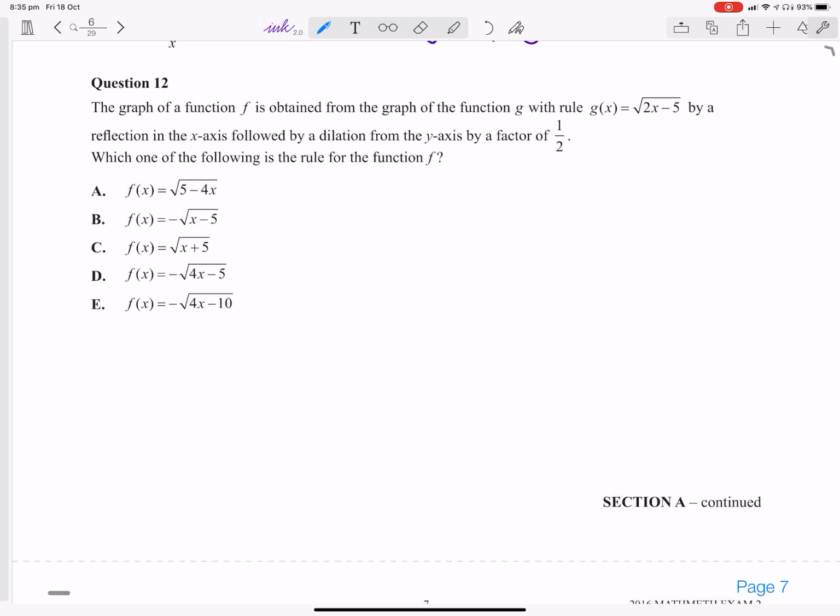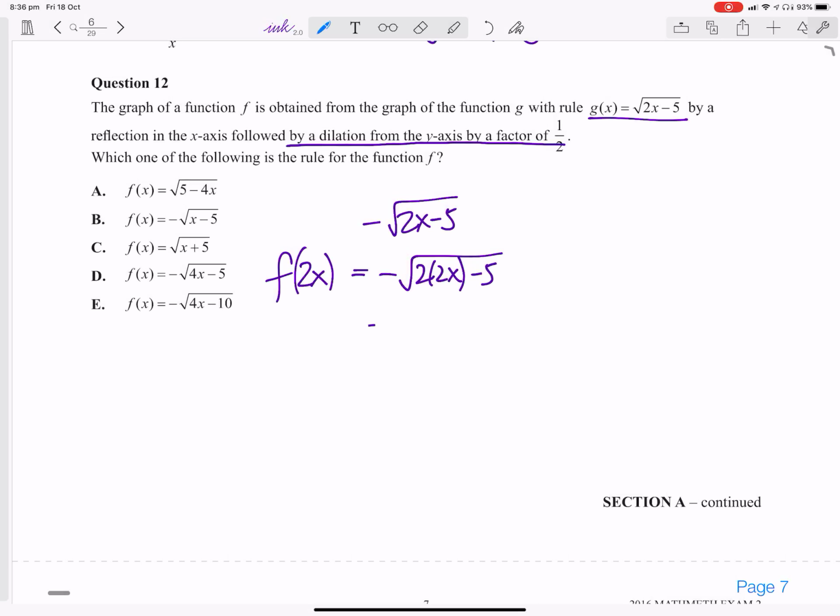The graph of the function f is obtained from the graph of the function g with rule that by a reflection in the x-axis. So if we reflect that in the x-axis, we get negative root 2x minus 5, followed by a dilation from the y-axis factor half. So that's f of 2x. When it's from the y-axis, it's the reciprocal. So that means wherever we've got an x, we replace it with a 2x. So we get negative root 4x minus 5, which is D.